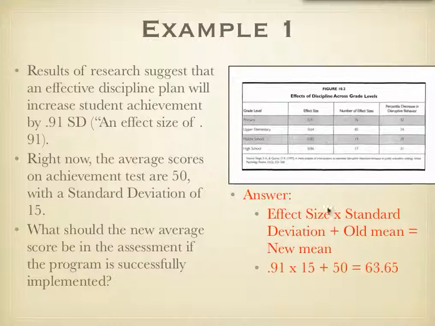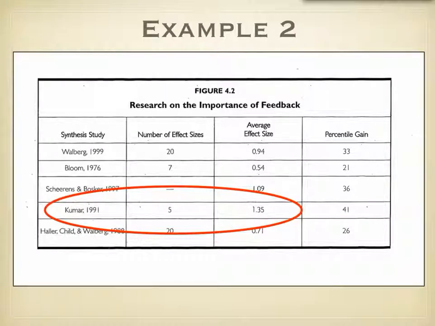Well, you take the effect size, multiply it times the standard deviation, and that will show you how much of an improvement there would be. Add it to the old mean. So whereas on the old, or the prevailing system, the average score of the sample was 50, we would expect with this new system for the new average score to be 63. Significant improvement.